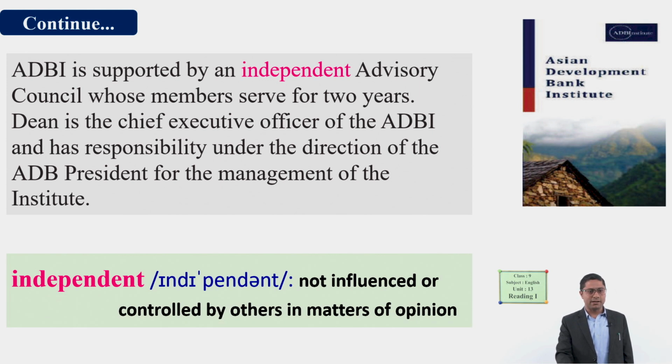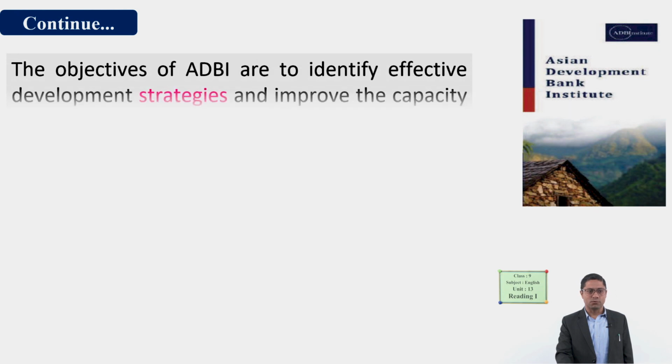You need to know that ADBI is supported by an independent advisory council whose members serve for 2 years. Do you know the meaning of independent? Good. Not influenced or controlled by others in matters of opinion. The members serve for 2 years, and the head of this institute is the Dean. The Dean is the chief executive officer of the ADBI and has responsibility under the direction of the ADB president for the management of the institute. So, ADBI is led by the Dean, who works under the direction of the ADB president. Okay. Let us move ahead.